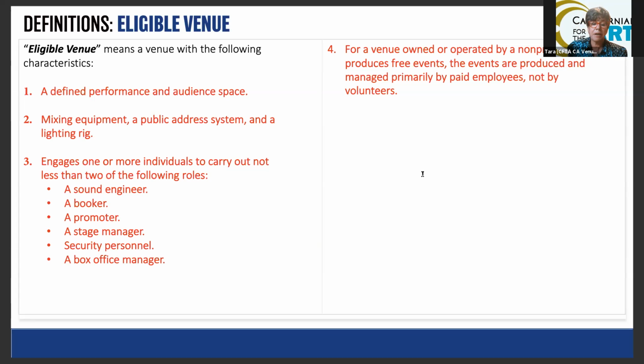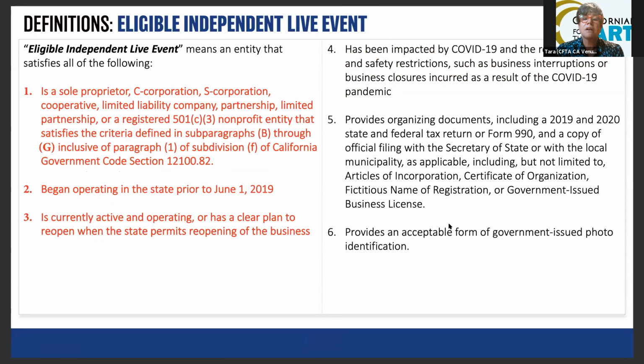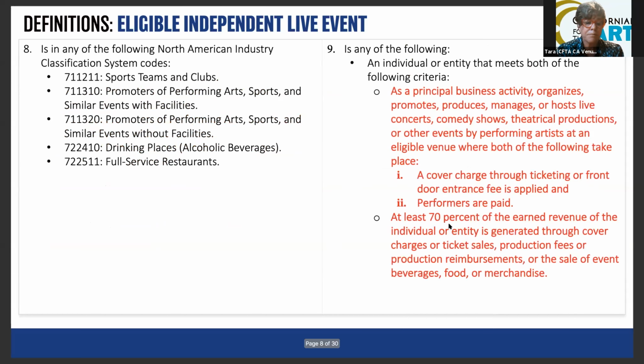We get into the next page, which is the eligible independent live event. You can flip the page, please, Eduardo. You can be a sole proprietor, a C-corp, an S-corp, a limited liability corp, a 501c3, any of these kinds of things. The key piece is you must have been in operations prior to June 1 of 2019, and you must either be currently active or have a plan to reopen. Those are some key points on that section.